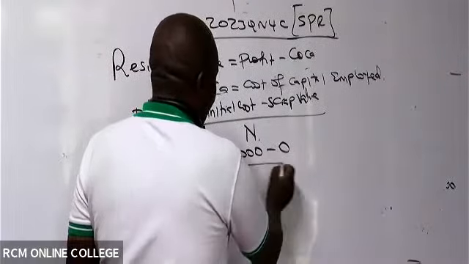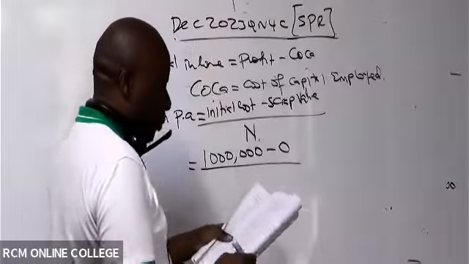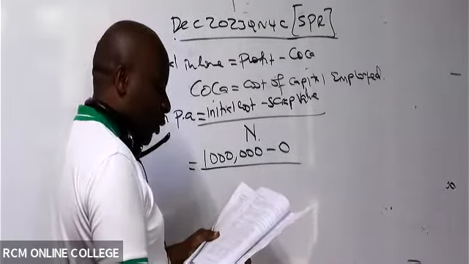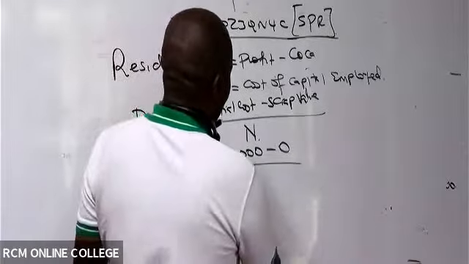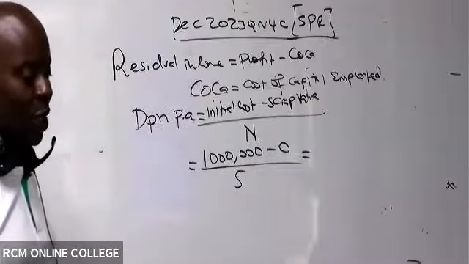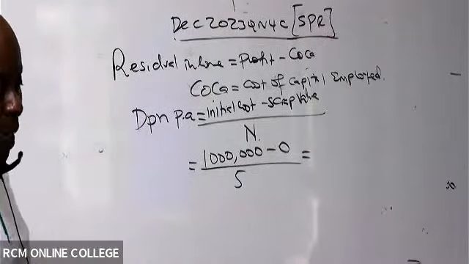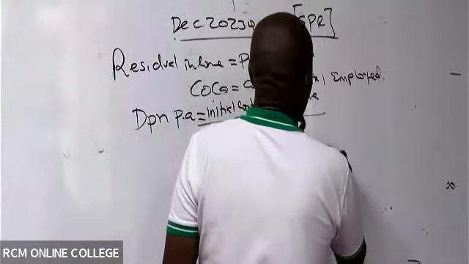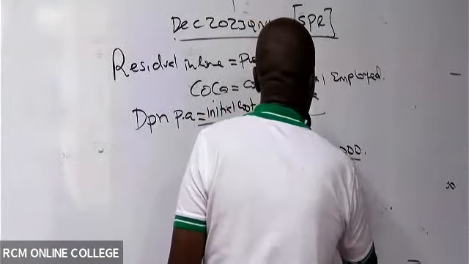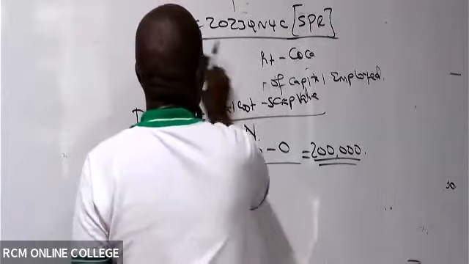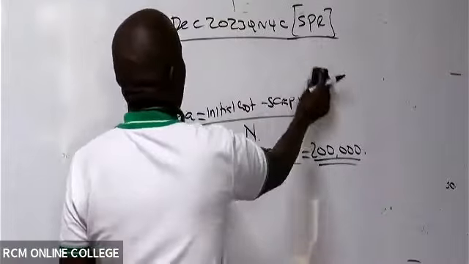And they have told us that this particular machine we are bringing on board will have a useful life of 5 years. Not number 1, 5 years. So it means that every year, the depreciation will be how much every year? 200,000. So every year, the depreciation will be 200,000, like that.